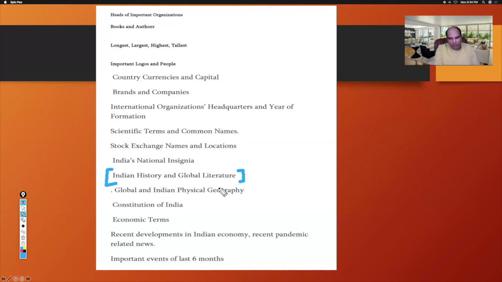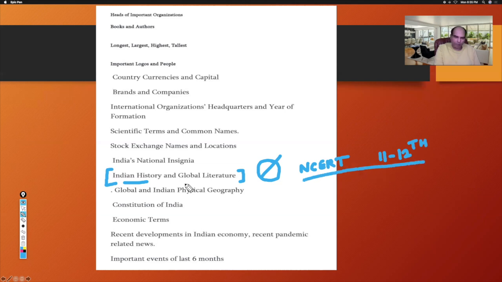So Indian history and global literature, this is huge. People study history for 5 years before they can say that they know Indian history. So maybe you'll not do much work on this. You'll just review and revise what you know. Maybe a short visit to the NCERT 11th and 12th will help you, because that's where UPSC aspirants start preparing for GK. So a short visit to 11th, 12th NCERT for history and geography might help you quite a bit. Then the Constitution of India, economic terms, and the recent developments of everything and important events of the last 6 months. So this is your scope for GK.